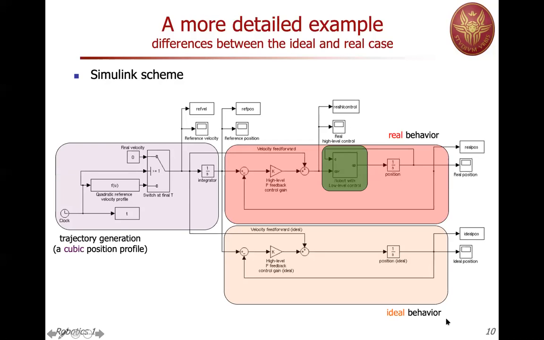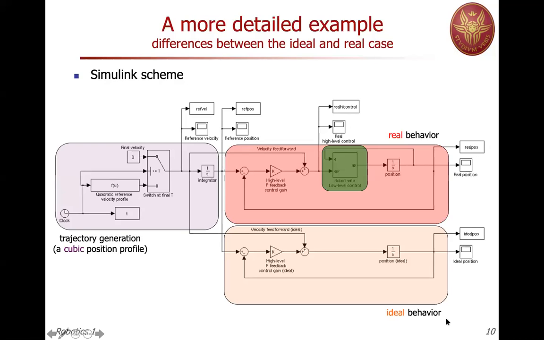The block in red with the green one is the real behavior. You can recognize there the low-level loop inside the block, which is masked, which receives a reference in terms of velocity, q dot reference, and it's exiting with an actual velocity. This actual velocity is being integrated and becomes a position. This position is used by the lower level controller, but also measured and brought back and compared to a reference position, which is what comes from beyond the integrator of the trajectory generator.